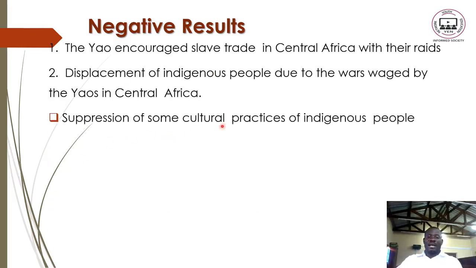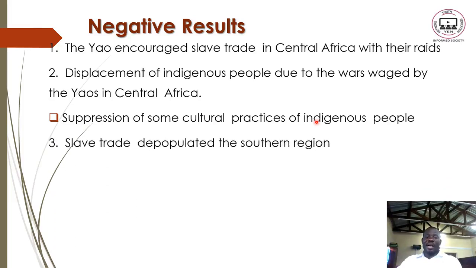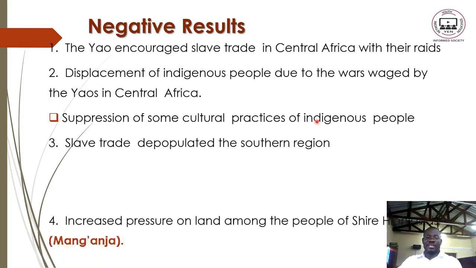Suppression of some cultural practices of indigenous people. So it led to the suppression of those cultural practices because the indigenous people kept on moving from one place to the other. As a result, therefore, their culture was suppressed by the Yao. And slave trade depopulated the southern region. So there was that depopulation because of their involvement in slave trade.